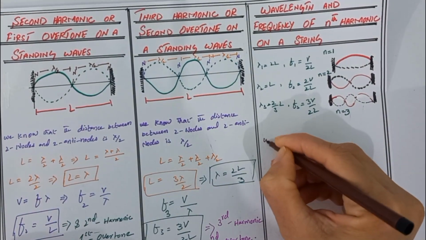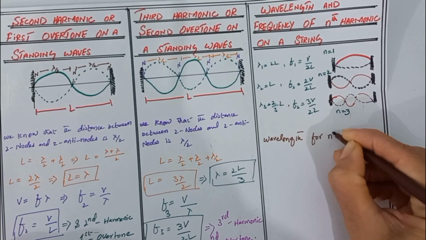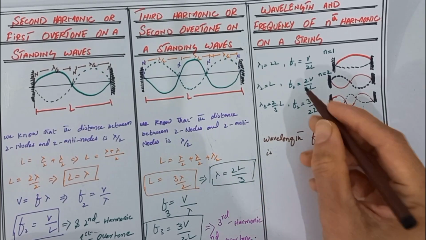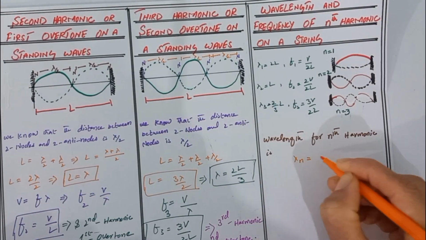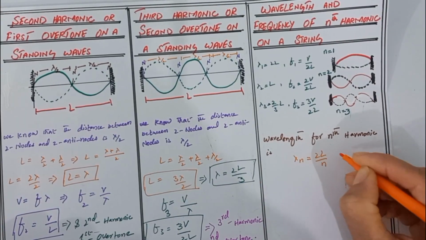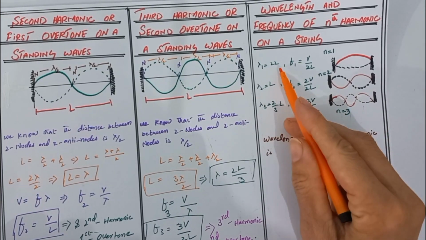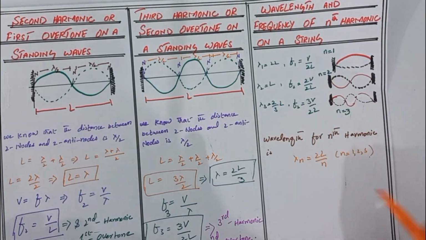Now we write the nth formula for wavelength. The wavelength for the nth harmonic, we can write this sequence like that: lambda n is equal to 2L over n, where n is equal to 1, 2, 3. When we put n is equal to 1, lambda 1 is equal to 2L. When n is 2, it is equal to L. When we put 3, it is equal to 2 by 3 L.